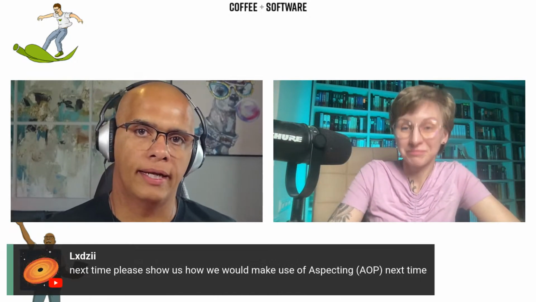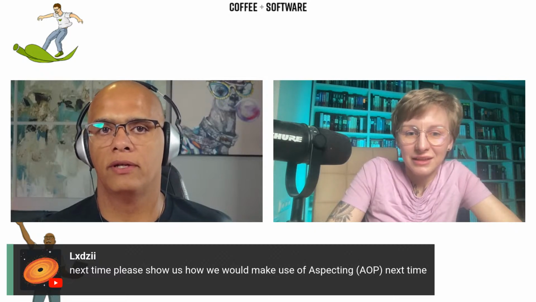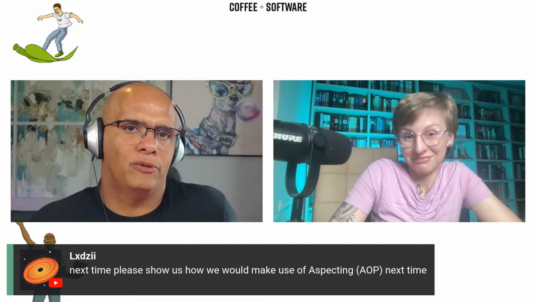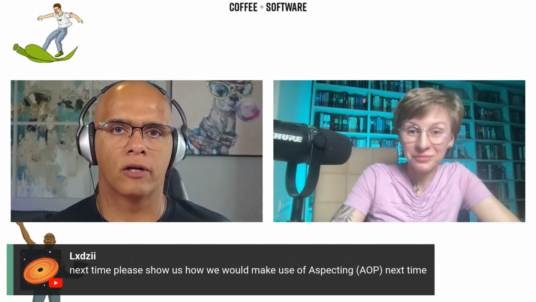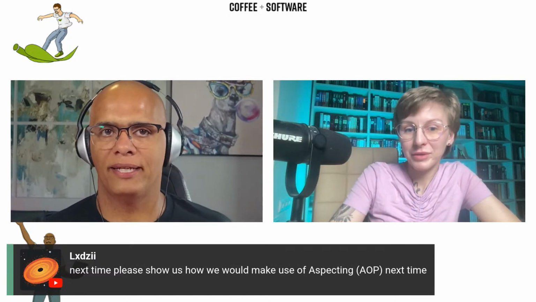So that's very exciting to be talking about. And there's a comment: Hey, next time, please show us how we would make use of aspects, AOP. Of course, we're using Spring Boot, so all of our annotations, we're doing things all over the place. We could probably dig in and explain what's happening. So yeah, this is good.